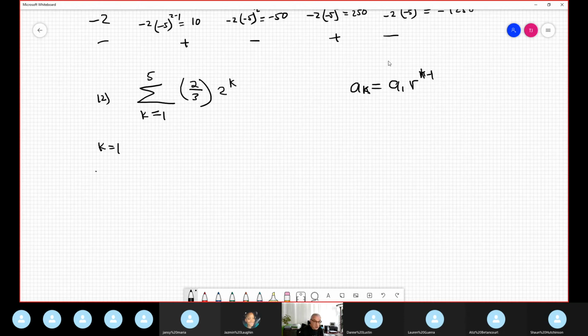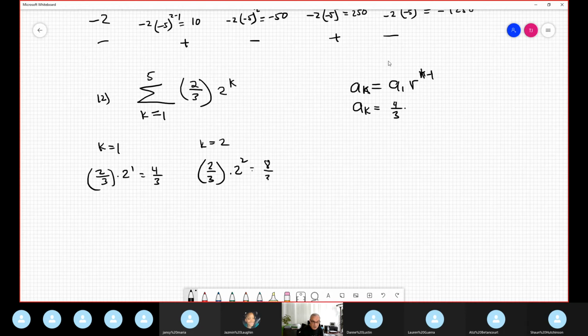Entonces, 2/3 multiplied by 2 to the 1 power. This is 4/3. Okay, this is A1. So I know that my formula is A_K equals 4/3. And the common ratio, I have no idea. Let me try K equals 2. It's 2/3 times 2 to the second power. Okay, this is 4 times 2, which is 8/3.